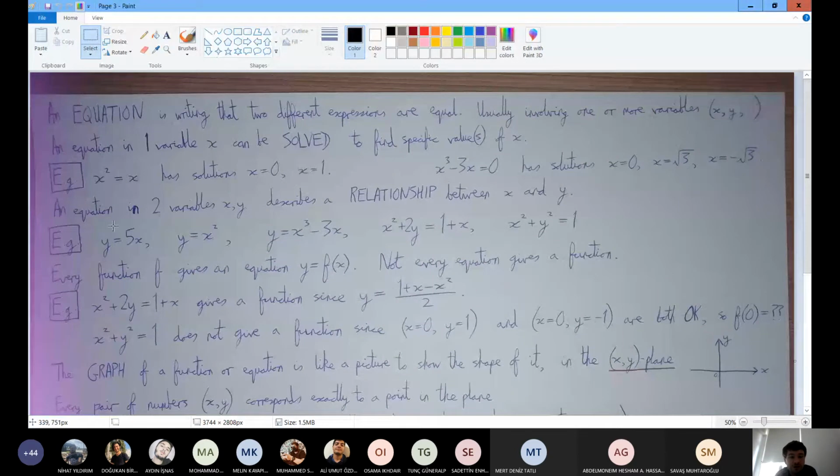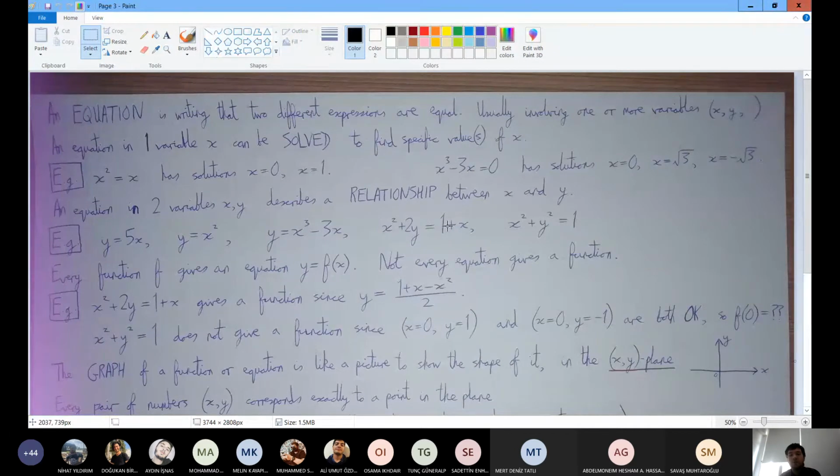If you have an equation in two variables, x and y, this does not give you specific values, so you can't solve it to say x equals this, y equals that, but it describes a kind of relationship between x and y. For example, you can have an equation like y equals 5x, which gives you the relationship that one of them is always 5 times the other. Or you can have y equals x squared, which gives you the relationship that one of them is the square of the other. And here are some more examples.